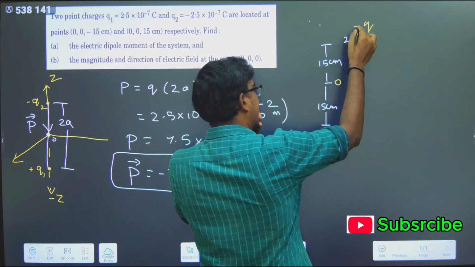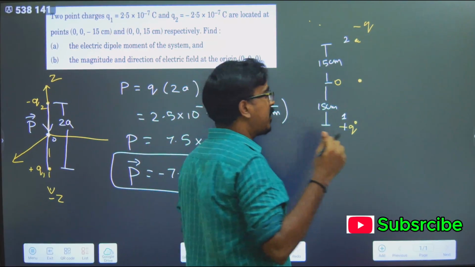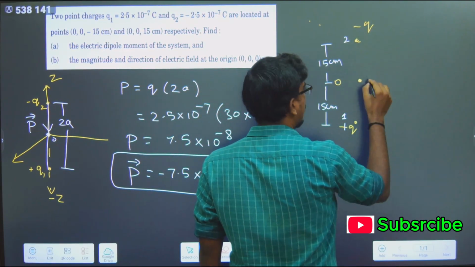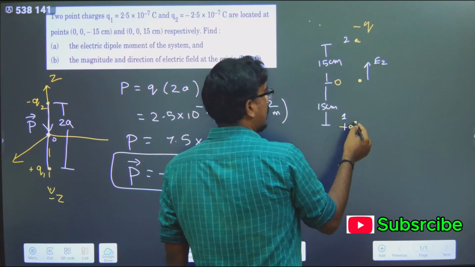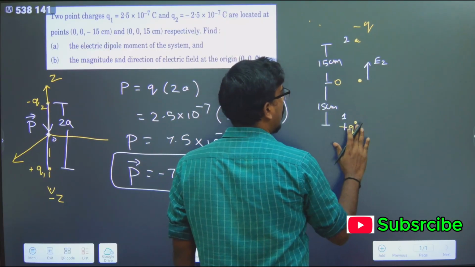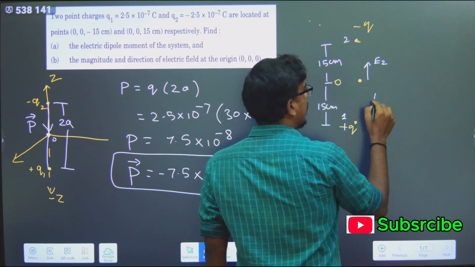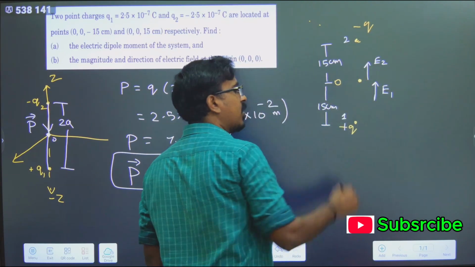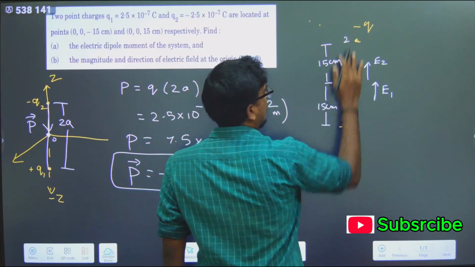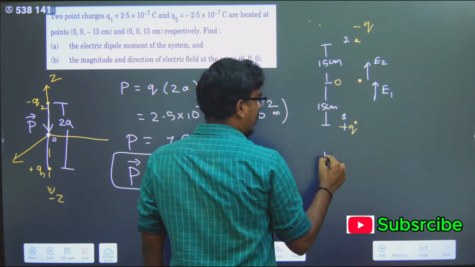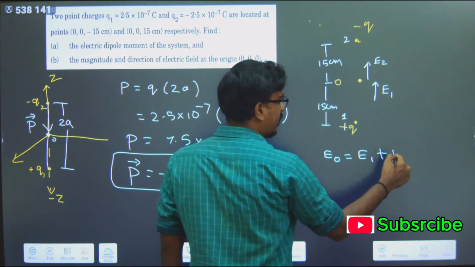First let's take the Q2, the minus q charge. For a minus q charge, the field is always directed towards it. So this is going to be E2, and similarly this is going to be E1. From a positive charge, the field is always away, but for a negative charge it's always towards the charge. So E2 and E1 are in the same direction, and it's in the positive z direction. So you need to add both fields at the point, that is E1 plus E2.